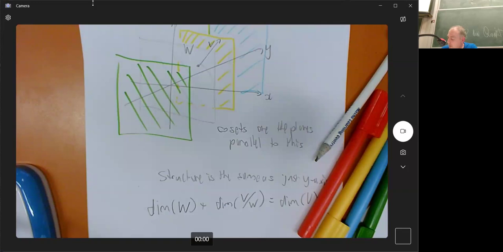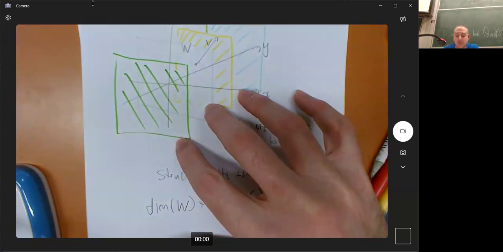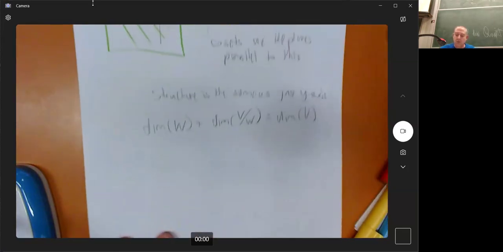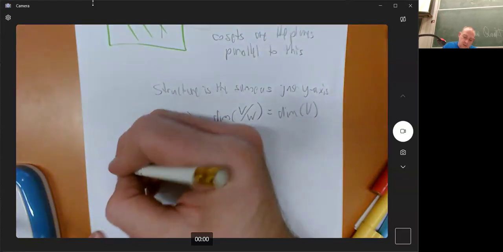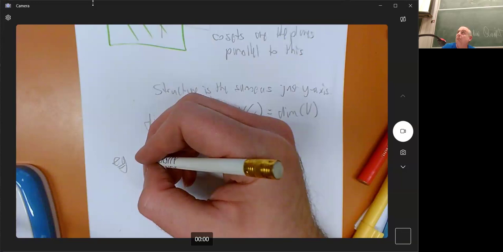And that's about it. I don't really know what else there is, but that is a picture of what a quotient space is. And I just really do also want to draw the quotient space of the W.